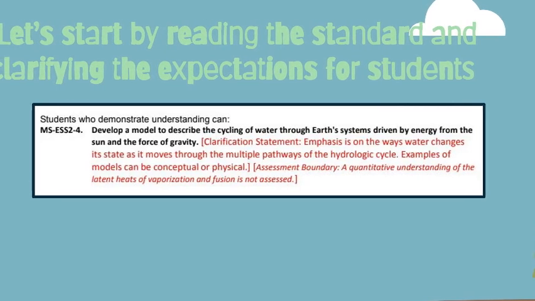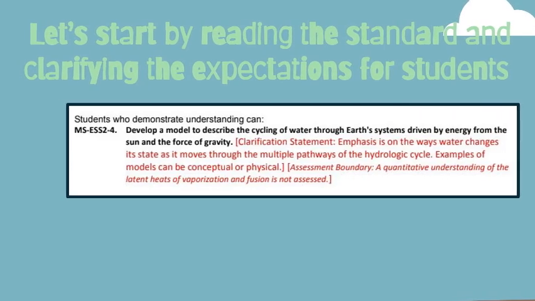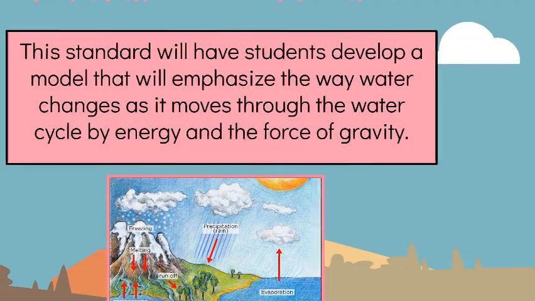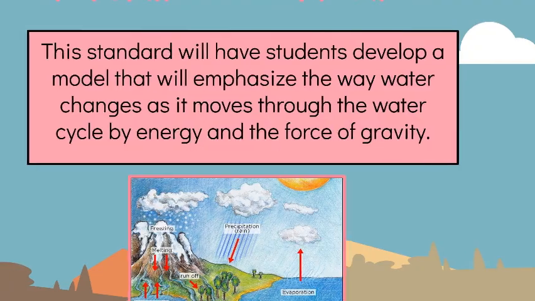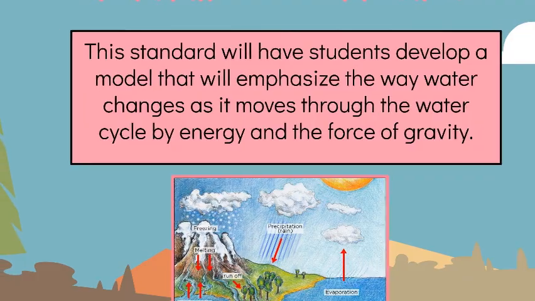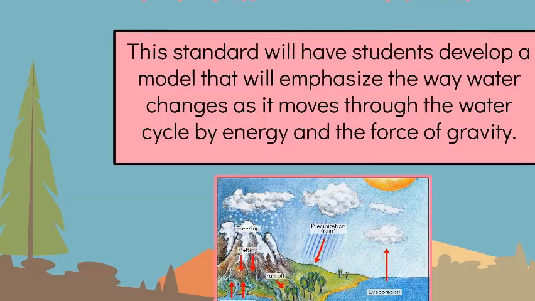MS-ESS2-4. Develop a model to describe the cycling of water through Earth systems driven by energy from the sun and the force of gravity. What students do need to know. This standard will have students develop a model that will emphasize the way water changes as it moves through the water cycle by energy and the force of gravity.